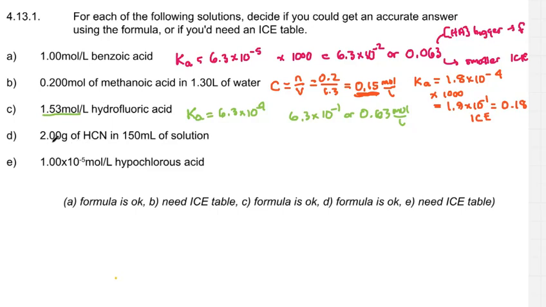2 grams of HCN. We need a concentration. We don't even have a number of moles, so they're making us do all the work in this one. Number of moles is mass over molar mass. Okay, 2 grams. Molar mass. 12.01 plus 14.01 is 26.02. Add another 1 and you get 27.03. I hope I did all that right. If not, you get to taunt me mercilessly in the YouTube comments.